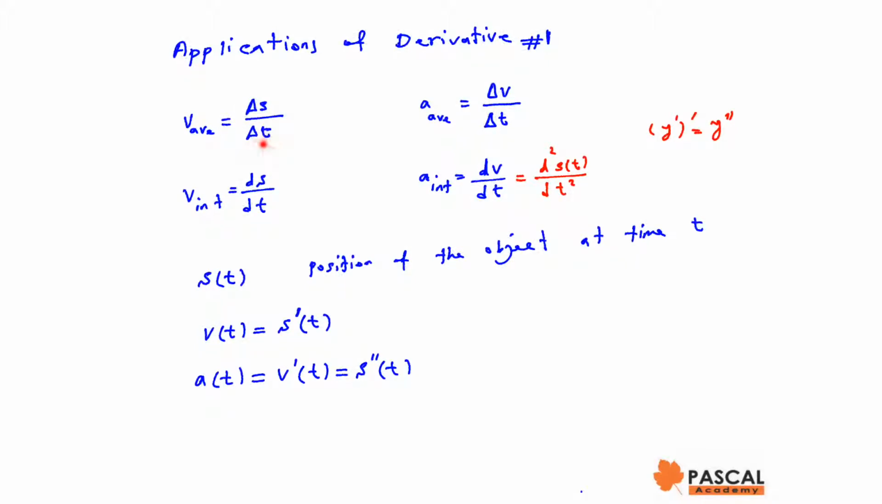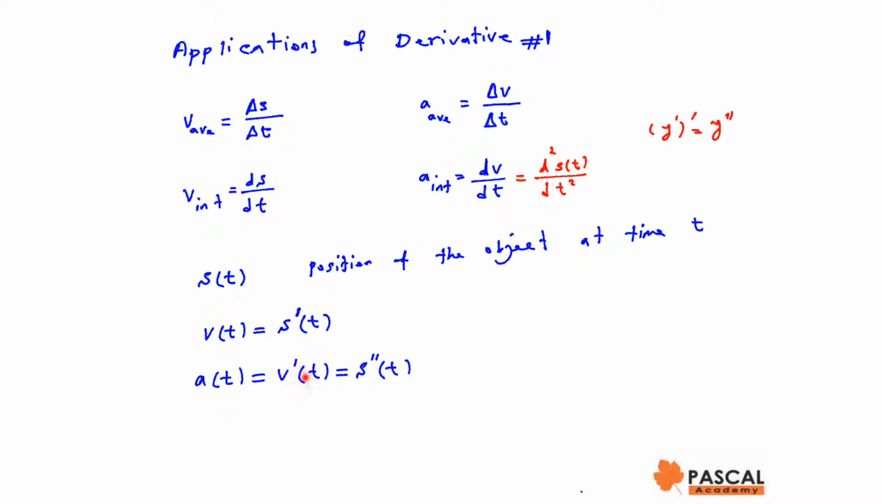When delta t approaches 0, delta s over delta t would be the derivative of the position function. And average velocity would be the instantaneous velocity. Similarly, when delta t approaches 0, average velocity becomes instantaneous velocity and delta v over delta t becomes dv dt. In other words, if an object is moving on a straight line and position of the object is given by a function s of t, velocity of the object is the derivative of the position function and acceleration is derivative of velocity.